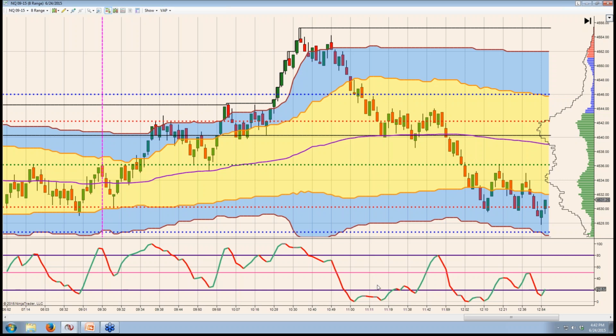And I just have a plain old stochastic on here. I like it, and I'll show you why I like it in a second. So this is what our value area chart looks like. Pretty easy. And what you'll often find too is that price will go from coast to coast.